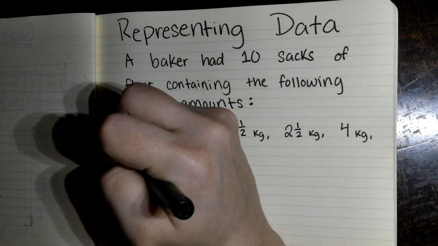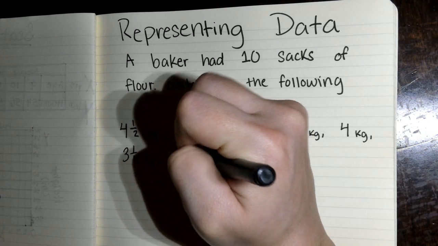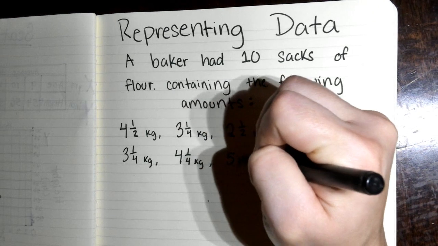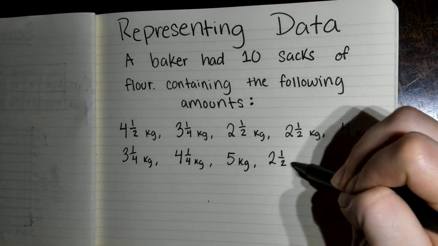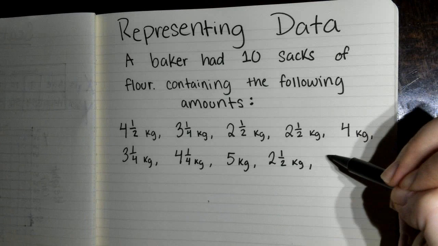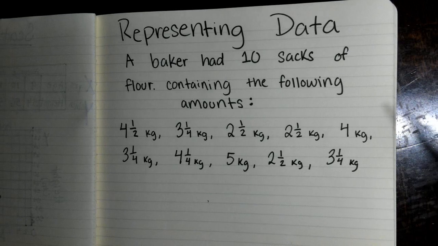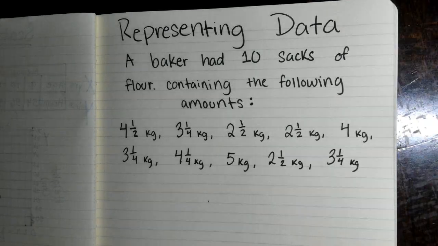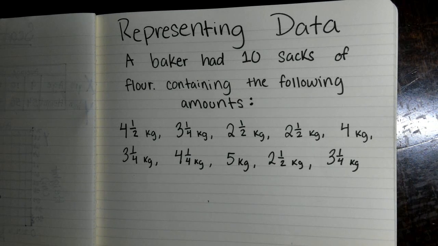4 kilograms, then we have 3 1/4 kilograms, 4 1/4 kilograms, 5 kilograms, 2 1/2 kilograms again. All right. 2 1/2 kilograms, and then finally 3 1/4 kilograms. So just 10 numbers, right? It told us at the very beginning of the problem that it would be a total of 10 numbers because he has 10 sacks of flour, obviously. So not a ridiculous amount of data here. When you only have 10 numbers, it's really not that much data.